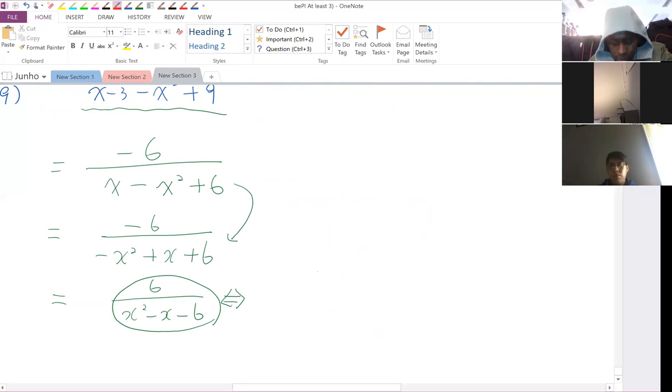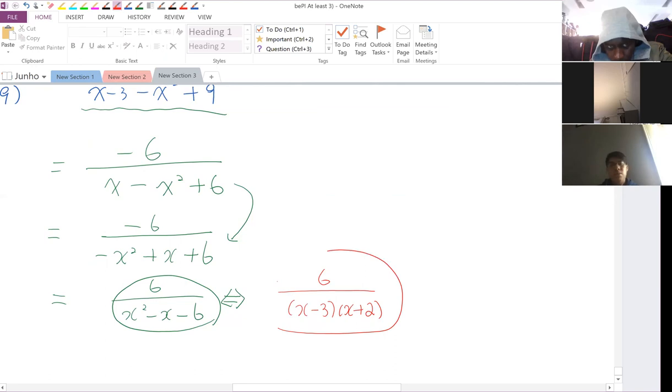And I hope you now understand. I can just do x minus 3, x plus 2. Okay, so you will see more and more. I'm skipping some steps, especially the factoring form, so please practice a lot so you understand all the factoring procedure. If you get this answer, unless I make any mistake during this procedure, then that's the correct answer.